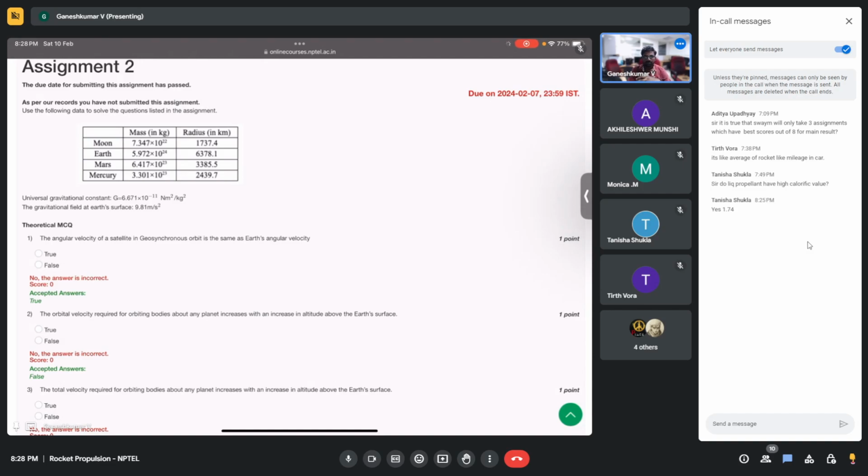You don't need to worry. You can just send an email telling that this is what it has been showing to me. Please help me out. Something like that. You can just mail, so they will take care. No need to worry. Any other questions you have? No, sir. As of now, no. Okay. Anyone else have any questions?